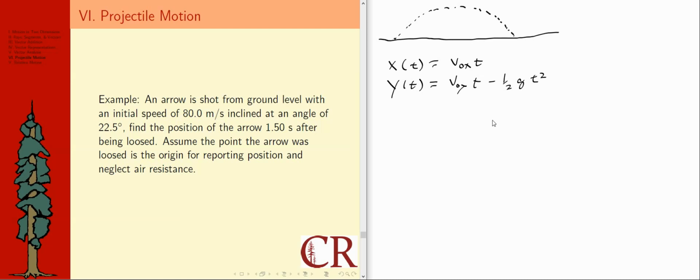An arrow is shot from level ground with an initial speed of 80 meters per second, inclined at an angle of 22.5 degrees. Find the position of the arrow 1.50 seconds after being loosed. Assume the point the arrow was loosed is the origin for reporting position and neglect air resistance.